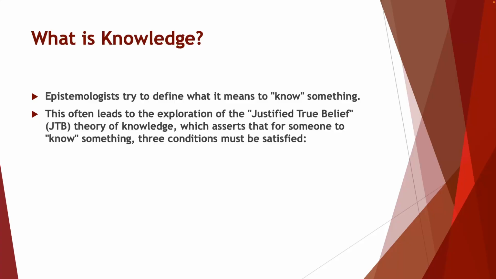This leads to an exploration of a number of different theories of knowledge. The classical theory of knowledge, which will be the topic of the next lesson in more detail, is sometimes known as the theory of justified true belief. This is the theory of knowledge which asserts that in order for someone to know something, three conditions must be satisfied. The first of these conditions is belief, i.e., that person must believe in a proposition.